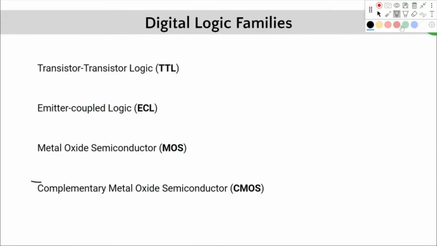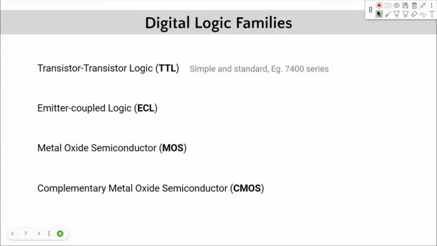Now, there were earlier some more digital logic families which are now obsolete. They are not used anymore, like diode transistor logic, diode resistor logic, a few like these. These are obsolete now because they were very slow and they would consume a lot of power. They are not used anymore, but these four families are still used depending on the application.